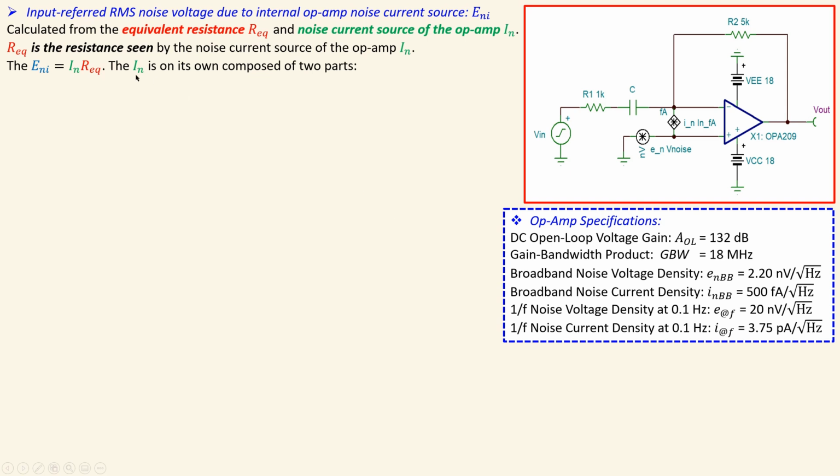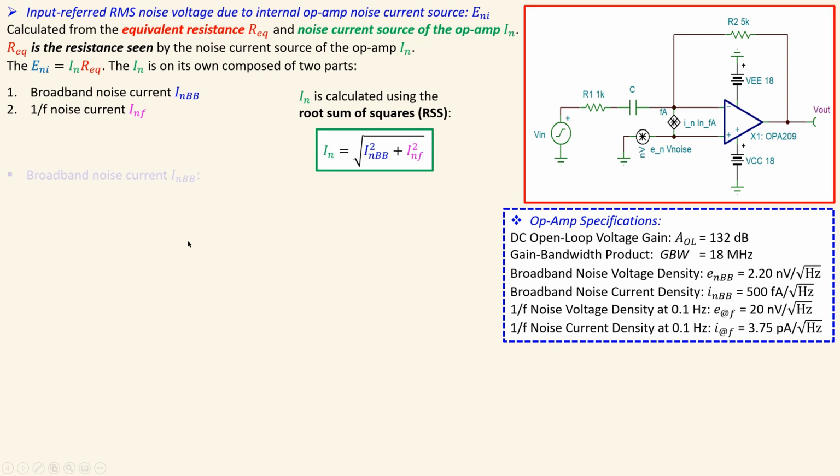Now the IN, which is the noise current source of the op-amp in RMS, is on its own also composed of two parts, because we have also seen that it is a 1 over f noise part and also the broadband part. So that will then result in the effective value of the noise current source in RMS of the op-amp, which is then calculated using the root sum of squares. And that was then the formula. Now, if I first look at the broadband noise current, which is again a very similar formula, use the input noise current spectral density times the square root of that noise bandwidth. Now we will determine the values for each capacitor case shortly and summarize that in a table.